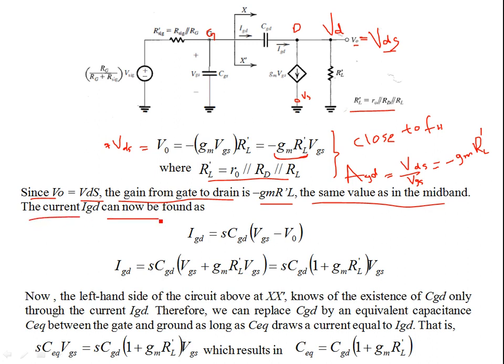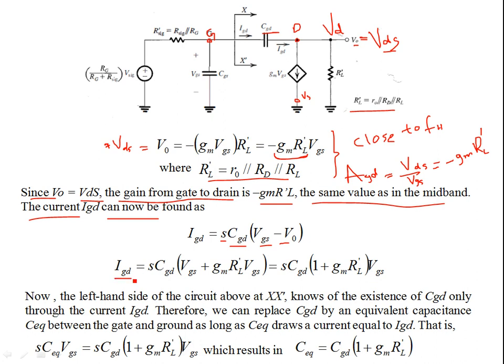The current IGD can now be found. IGD is the current in the capacitance CGD. At the gate node the AC voltage is VGS, and at this node the voltage is V naught or VDS. So the difference VGS minus V naught is divided by 1 over omega C. Omega can be written in terms of the complex frequency s, where s is j omega. So dividing by 1 over sCGD, the current can be written by Ohm's law as voltage divided by impedance, and sCGD comes in the numerator.